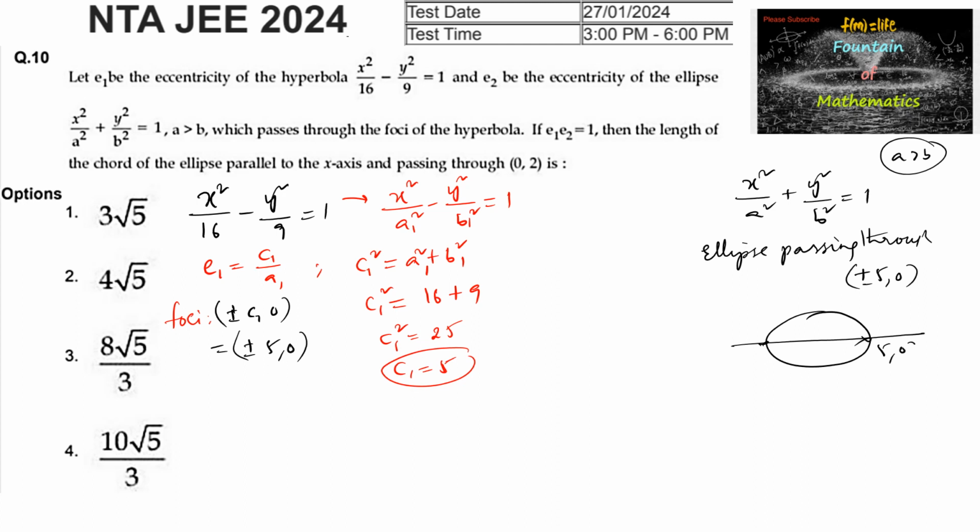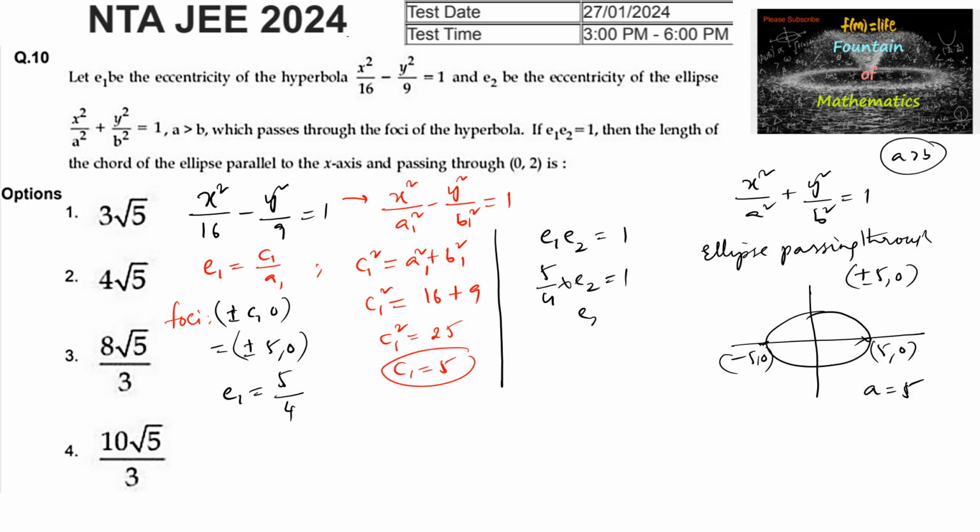So the points (5, 0) and (-5, 0) are the vertices of the ellipse. So we can say a is equal to 5. With a equal to 5 and the eccentricity e2, we have the relation e1 e2 is equal to 1. So e1 is equal to c1 upon a1, that is 5 divided by 4. So 5 by 4 into e2 is equal to 1. So e2 is equal to 4 upon 5, which is equal to c upon a. Here a is equal to 5, which implies that c is equal to 4.